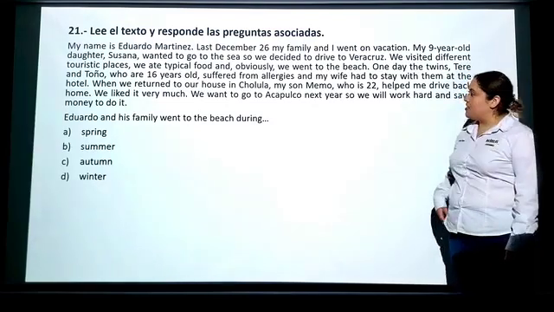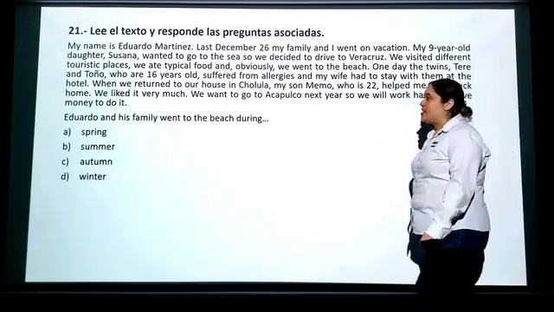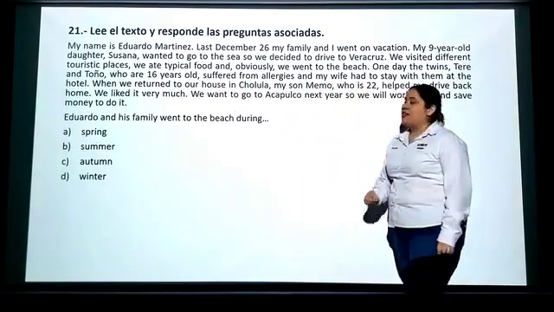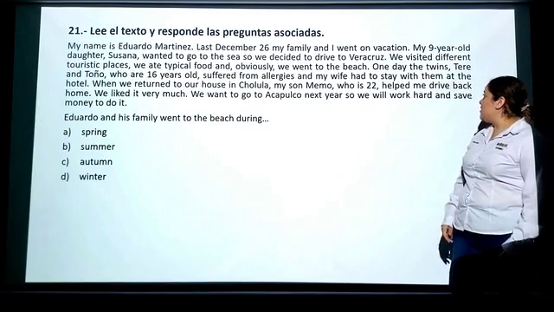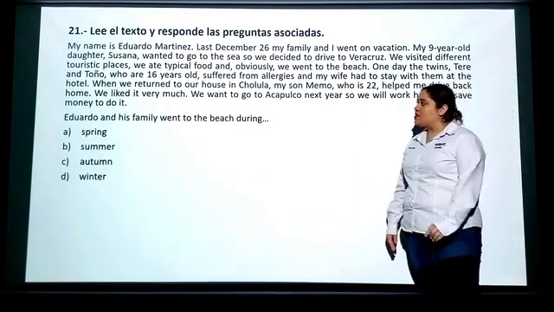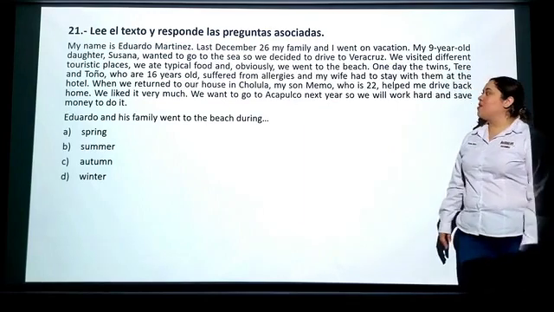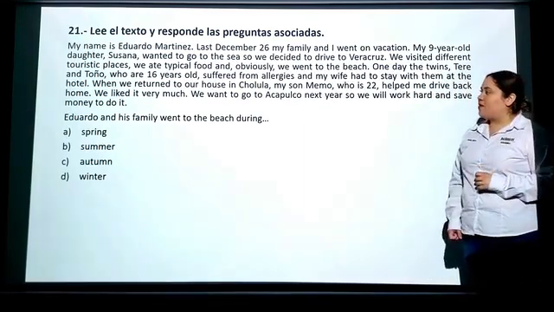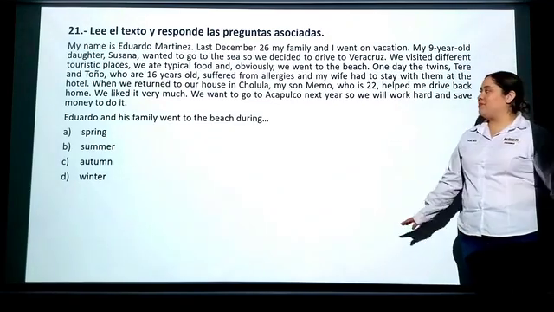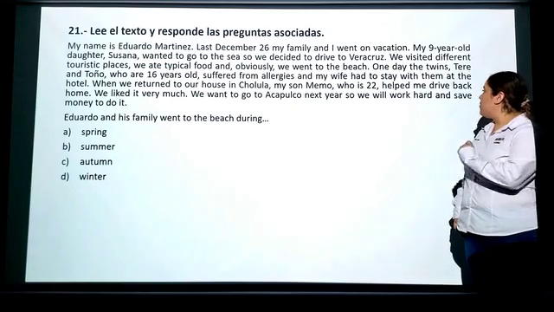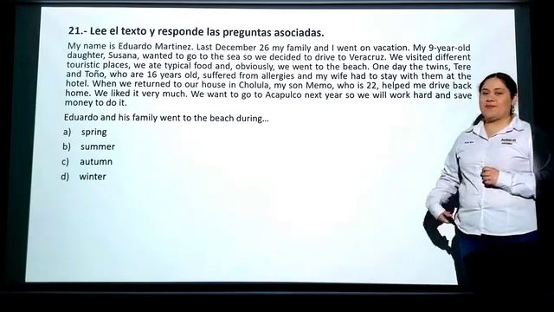One day, the twins, Tere and Antonio, who are 16 years old, suffered from allergies, and my wife had to stay with them at the hotel. When we returned to our house in Cholula, my son, Memo, who is 22, helped me drive back home. We like it very much. We want to go to Acapulco next year, so we will work hard and save money to do it.